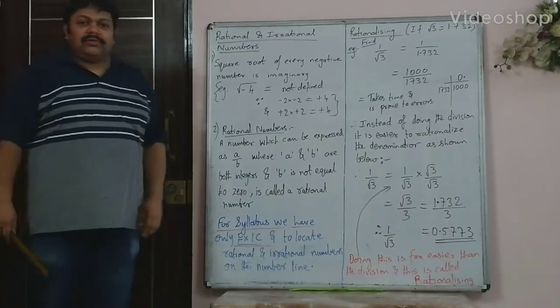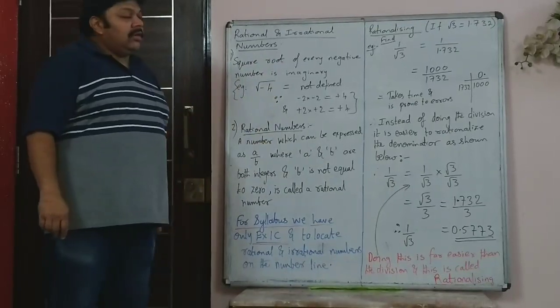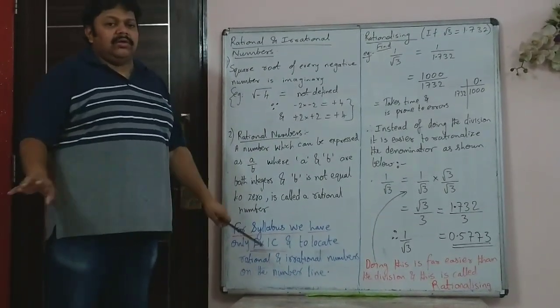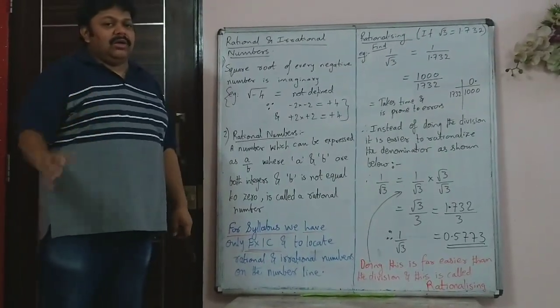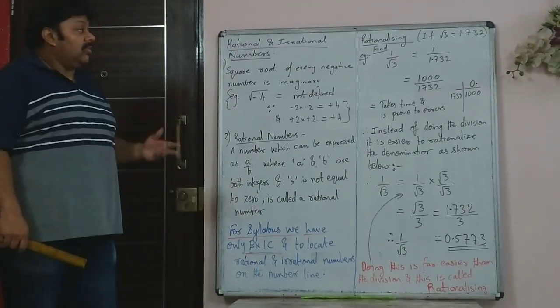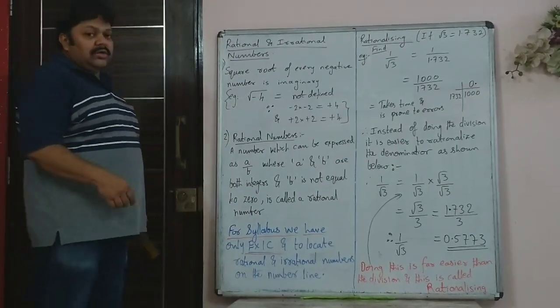Students, we will start with chapter 1 of standard 9, that is rational and irrational numbers. In this, only exercise 1C is there in your syllabus, and then locating, there is one type of sum. After 1C, I will do that. That is locating a point on the number line. So that I will do after I finish exercise 1C.